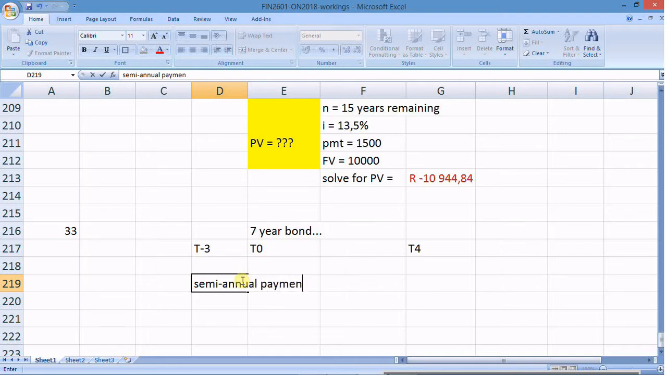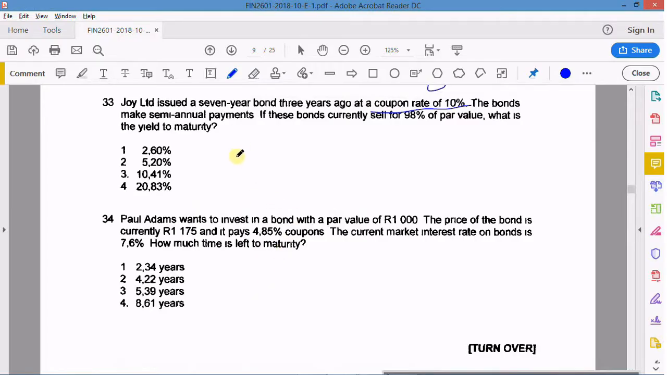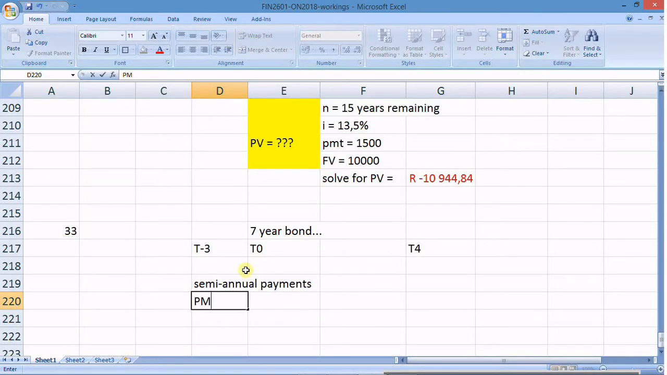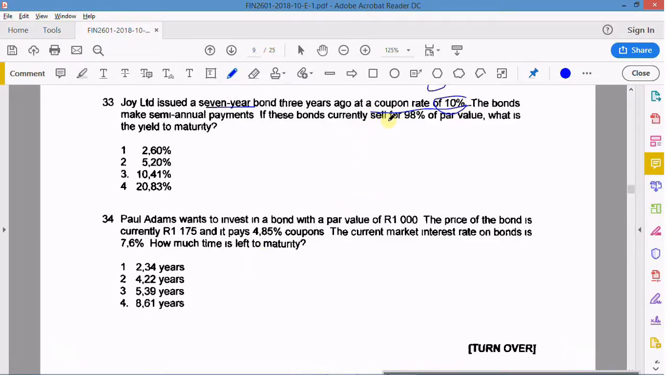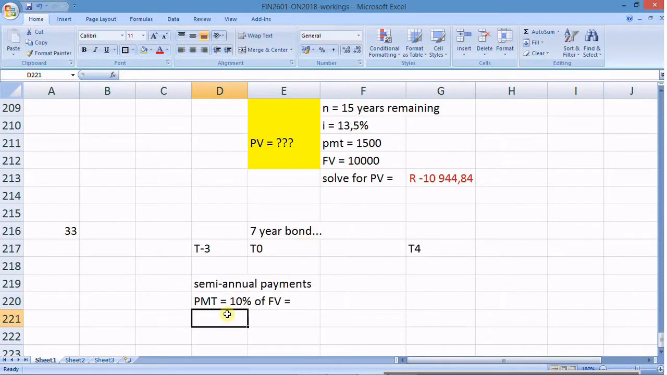Semi-annual payments. Okay, so we're looking at a 7-year bond issued 3 years ago at a coupon rate of 10%. So the PMT is 10% of par, or FV, face value. What is the face value? They don't give it to us. Okay, the bonds make semi-annual payments. These bonds currently sell for 98% of par. That helps us because it's 98% of whatever the par is. So if the par is 100, it will be 98. So we could put that in. If PV is 98, future value would be 100 based on what they've told us.